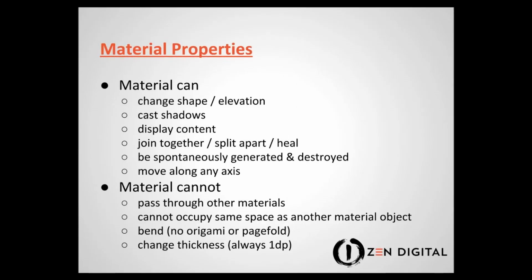So, material properties. Materials can change shape and elevation. They can cast shadows. They display content. They can join together and split apart and heal. There were some examples of that in the video. They can be spontaneously generated and destroyed. And they move along, but usually that's through user interaction. They move along any axis, X, Y, or Z. Materials should not pass through other materials and cannot occupy the same space as another material object. They do not bend, and they do not change thickness. They're always one device-independent pixel.